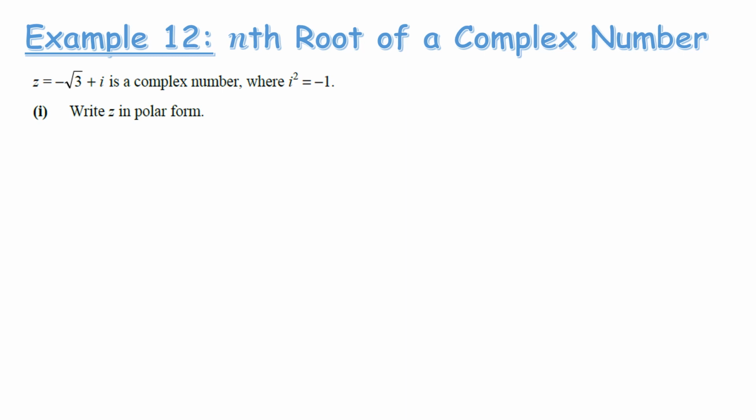So this is our final example we're going to see, and this is an exam question. So z is equal to minus root 3 plus i, and that's a complex number where i squared is equal to minus 1. First thing they want us to do is to write z in polar form. So first thing we're going to do for polar form is our sketch, just to give us an idea where this complex number is. So when I go to sketch this, it's minus root 3 plus i, which brings me somewhere over here.